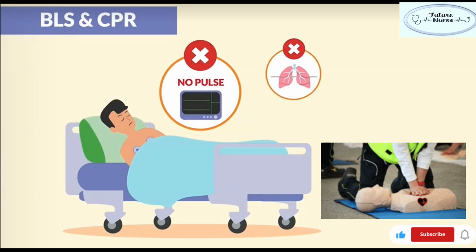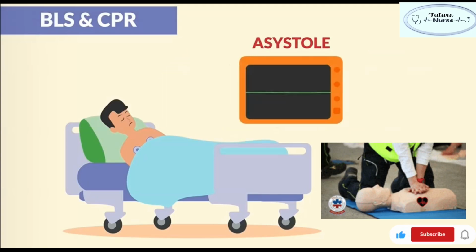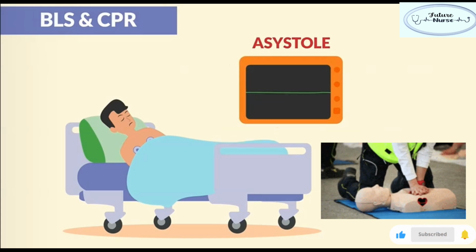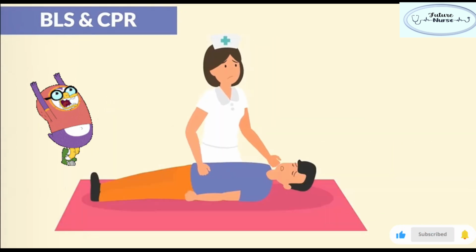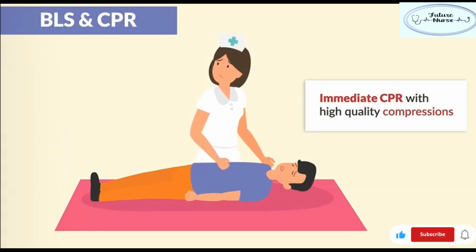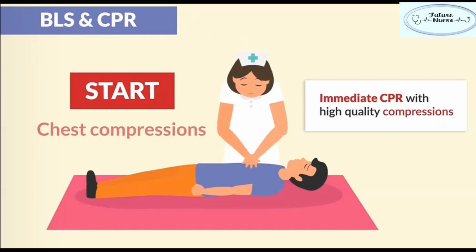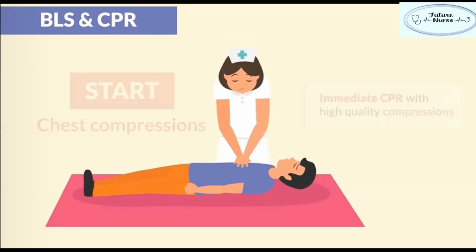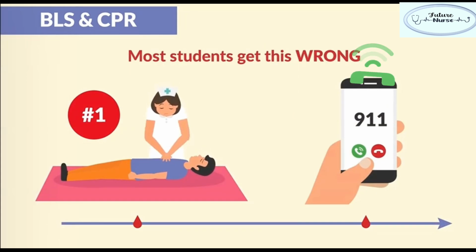A pulse without respiratory rate, and unresponsive, usually showing asystole on the cardiac monitor, aka a flat line. Now, if no caregivers are around to help, you must initiate immediate CPR with high-quality chest compressions. So, key terms there, write it down. Start with chest compressions. We do this before calling for help if you are the only caregiver. So write that down. Most students get this wrong.